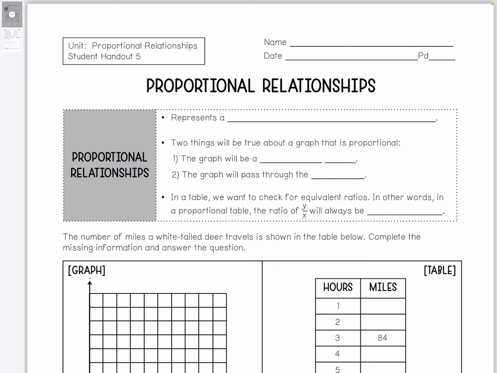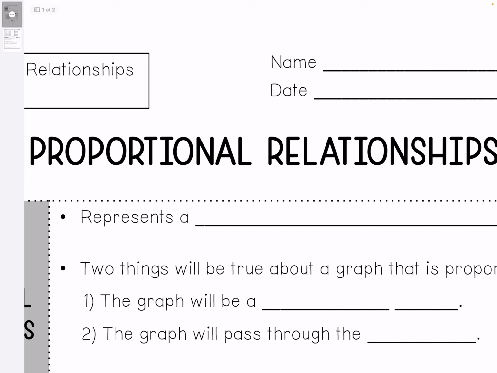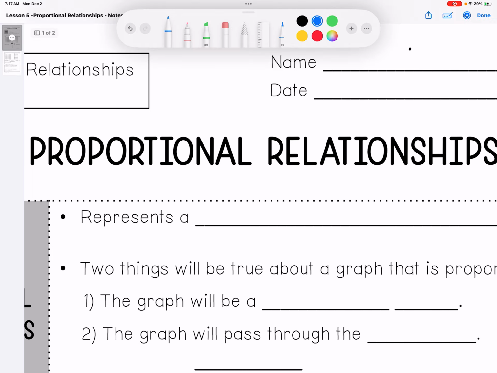Good morning. Proportional relationships unit, student handout number 5, proportional relationships. So basically we're just putting it all together. Everything we've done so far is kind of putting it together. Proportional relationships represent what we've already talked about, a constant rate of change.